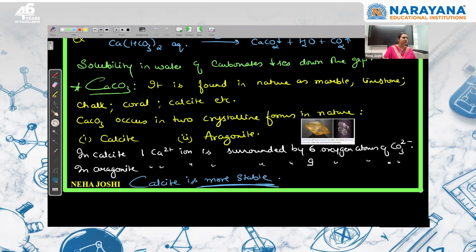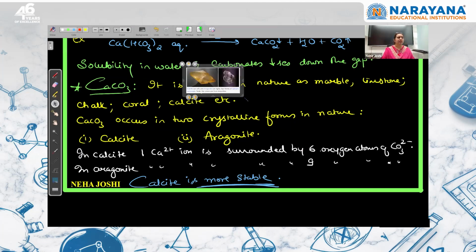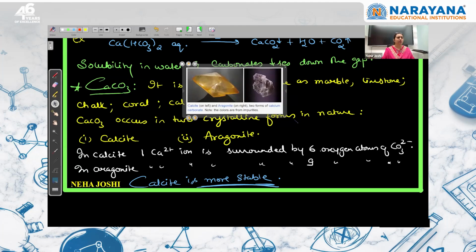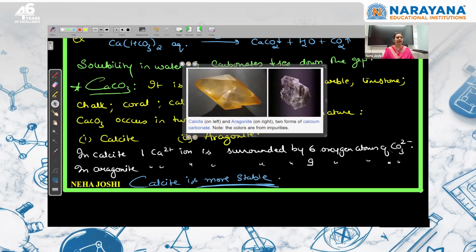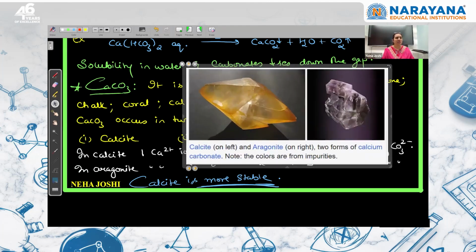Now you are aware of something called polymorphism. CaCO3 has two polymorphs, calcite and aragonite. See the calcite, with its transparent crystal-type appearance. See aragonite. These are the actual appearances, but of course the color in them is due to impurity. I'm just showing you the transparency and the different appearance, the different polymorphism.